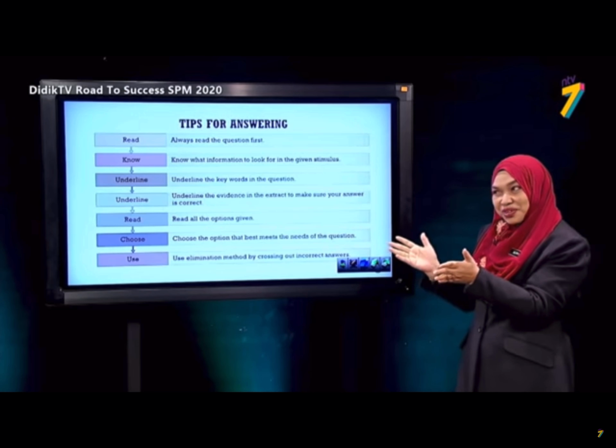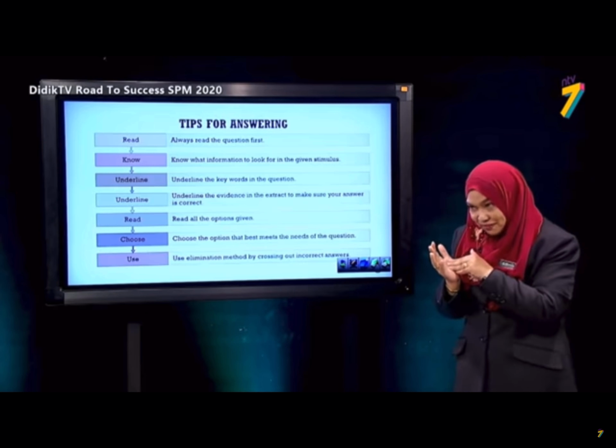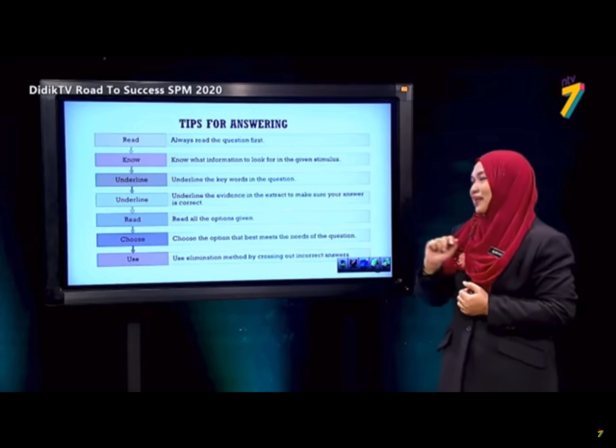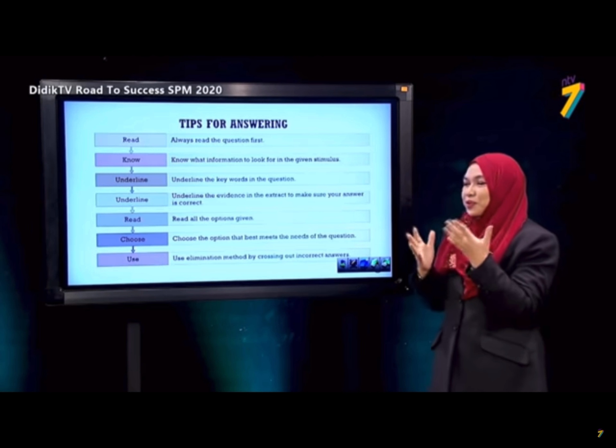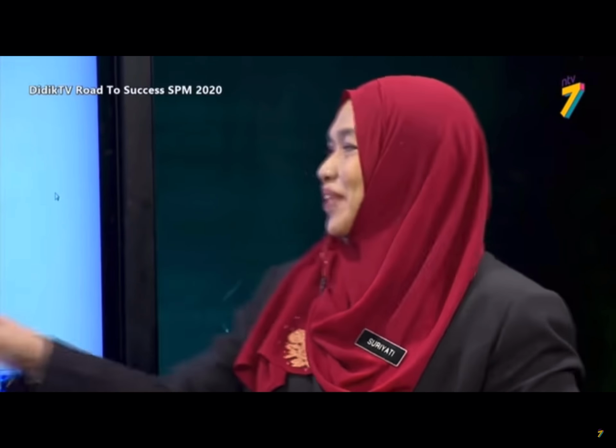Very good. That's our students. Once you identify the keywords, you have to underline them to make sure you know the focus of the question. You not yet read the extract, the stimuli. You will only focus on the question first. Then once you underline the keywords, you will read the stimuli. And then once you have read, you know what to focus on. Try to match the keywords with the stimuli. You will be able to find the answer. That's the tips for answering.